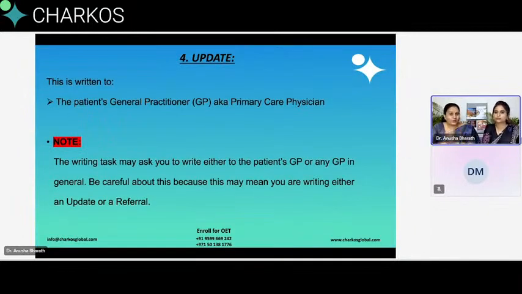There is important information regarding an update letter. It is quite a little confusing because most of our candidates get confused how to decide whether it is an update letter or if it is a referral letter. Well, the update letter is always written to the patient's general practitioner, who is also known as primary care physician. There are cases where you will be asked to write a letter to a general practitioner in general. Then that would be a referral letter.